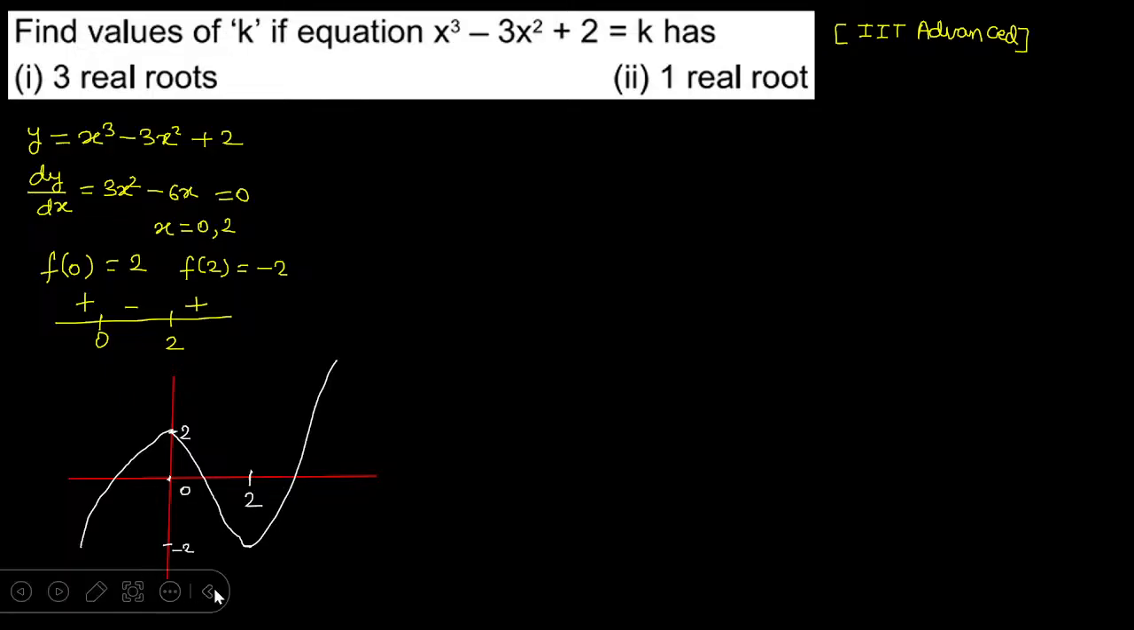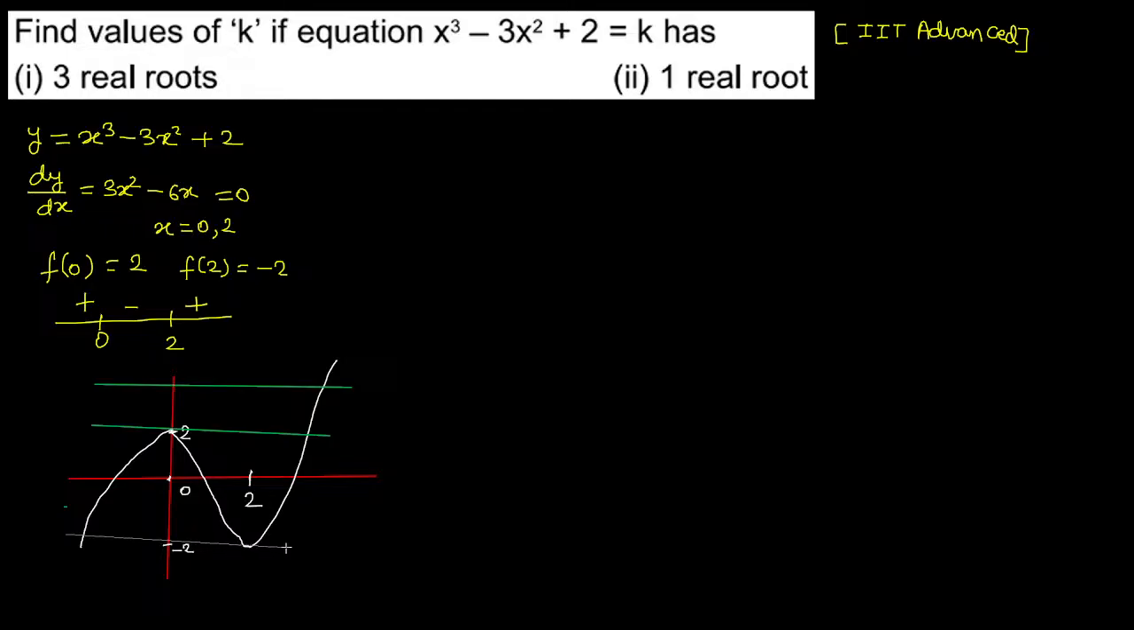We are told that we have three real roots. If we draw at this point, we have only two intersections. If we draw above, we have only one intersection. If we draw here, we have only two intersections. Going further, only one intersection. If you go downwards, there is only one intersection. Between minus 2 to 2, if we draw, we have 1, 2, 3, three intersections.